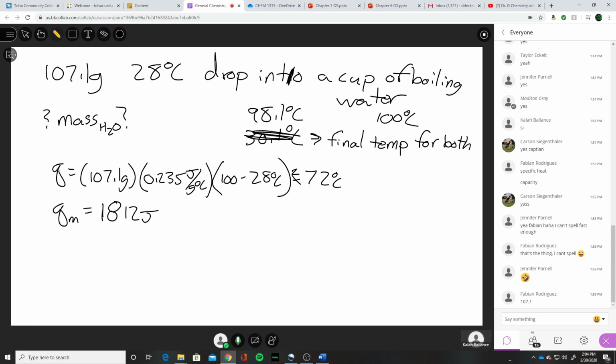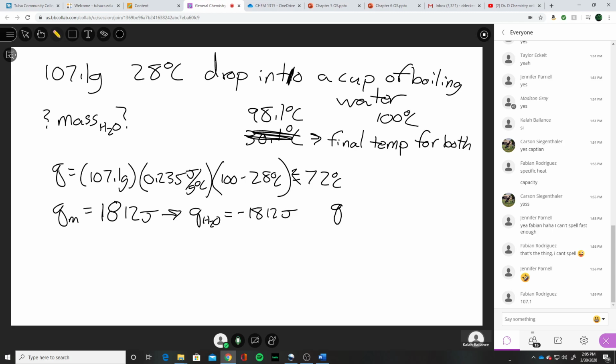So if it gained that much energy, what that means is that Q for the water, assuming that nothing else was gaining or losing energy, had to be the same value but negative. If the metal gained that much heat, the water lost that much heat. So hopefully that makes sense. Again, we're making the assumption that the only thing transferring heat is the metal and the water. But if we make that assumption, then whatever heat the metal gained, the water must have lost.